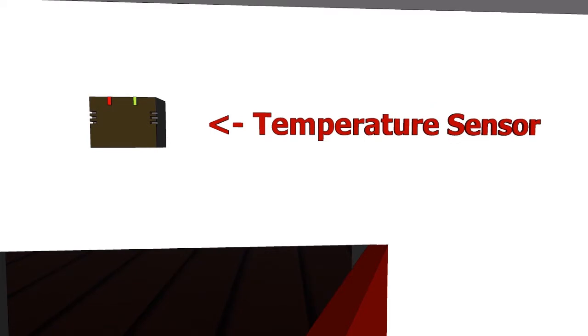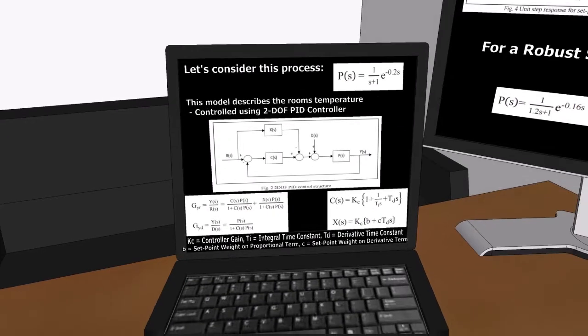Here is our temperature sensor. The process pertaining to this temperature sensor is P of S equals 1 over S plus 1 multiplied by a transport lag with a time delay of 0.2.